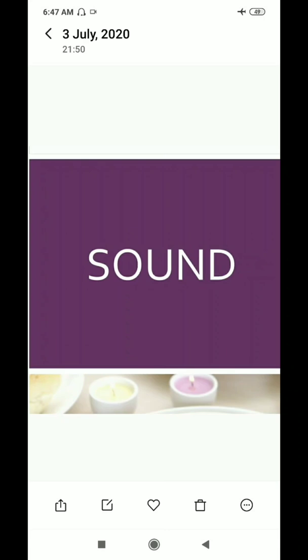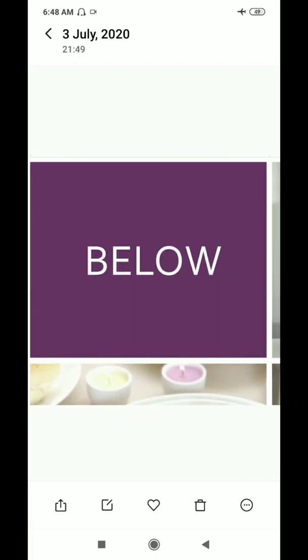Next is SOUND. The phonic sound of S is S. The phonic sound of OU is OW. The phonic sound of N is N. And the phonic sound of D is D. So what does it become? S, OU, N, D, sound. It will be sound. SOUND, sound. One more time. SOUND, sound. Good. Very nice.